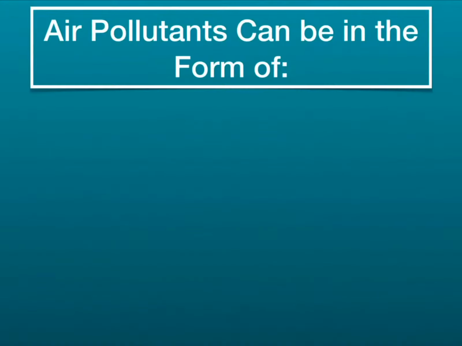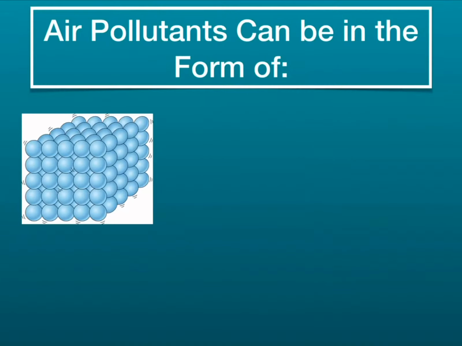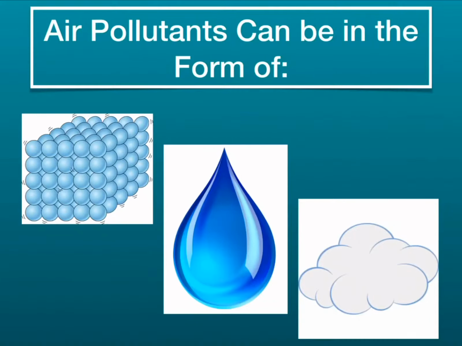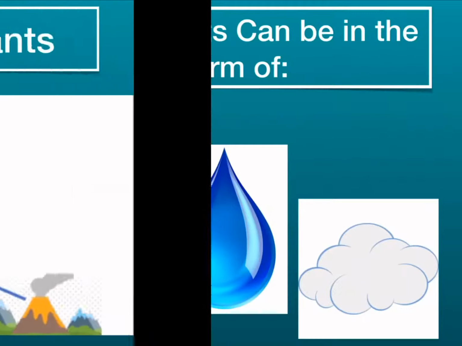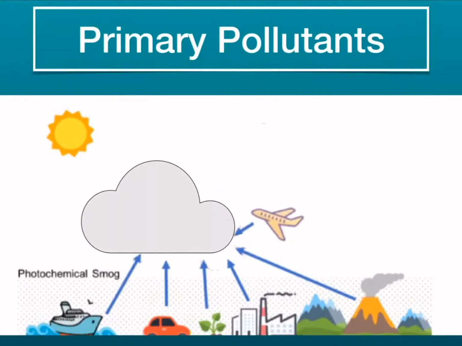Air pollutants can be in the form of solid particles, liquid droplets, or gases, and can be classified as either a primary pollutant or a secondary pollutant. Primary pollutants are air pollutants that are emitted directly from a source such as cars, planes, volcanoes, and factories. The main primary pollutants are VOCs, or volatile organic compounds, carbon monoxide, oxides of nitrogen, sulfur dioxide, and particulate matter, or PM.